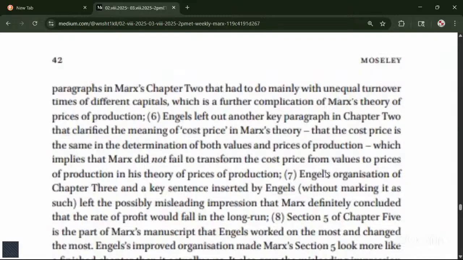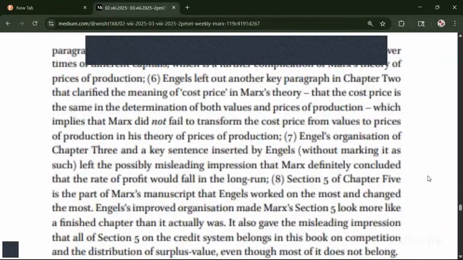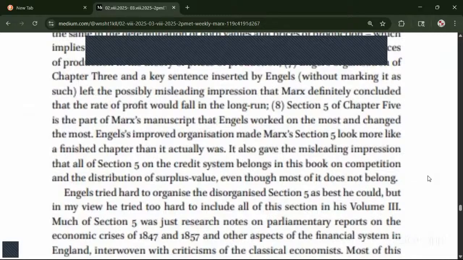Number eight, section 5 of chapter 5 is the part of Marx's manuscript that Engels worked on the most and changed the most. Engels's improved organization makes Marx's section 5 look more like a finished chapter than it actually was. And it also gave the misleading impression, these misleading impressions are important, that all of section 5 on the credit system belongs in this book on competition and the distribution of surplus value, even though most of it does not belong, period.